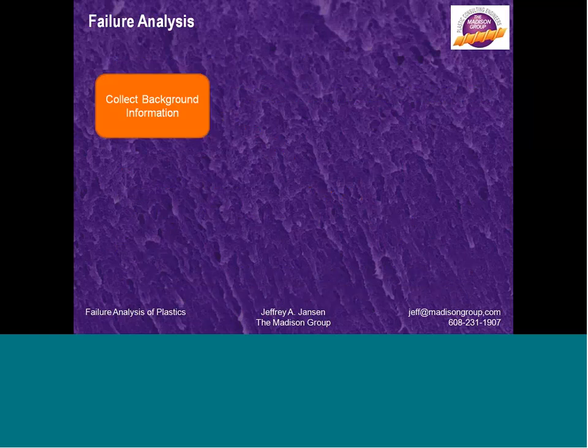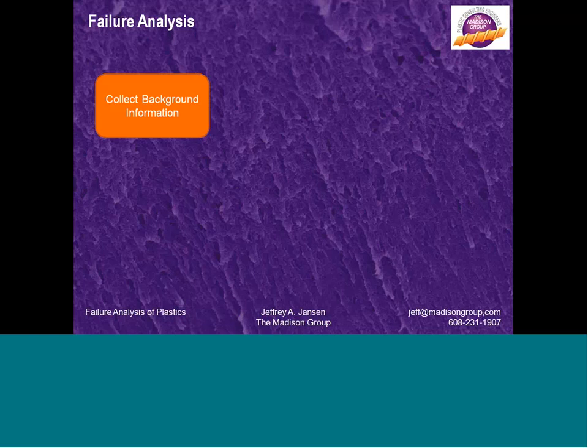Then the steps we're going to conduct in terms of a failure analysis. First of all, we're going to collect the background information. I like to say that conducting a failure analysis is a lot like putting together a jigsaw puzzle. The background information forms those corner and border pieces that allow us to interpret the rest of the picture. Okay? They provide the context in which we look at all the data we're going to collect.